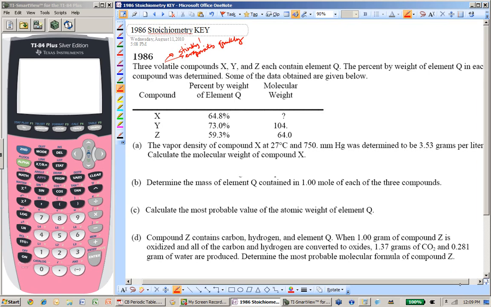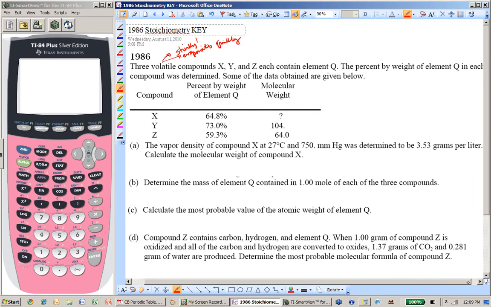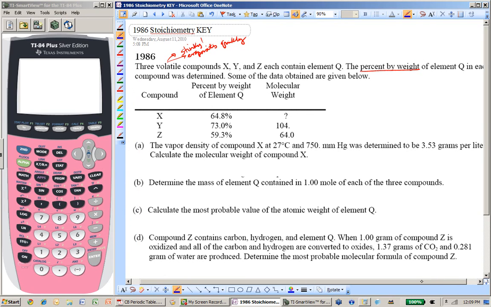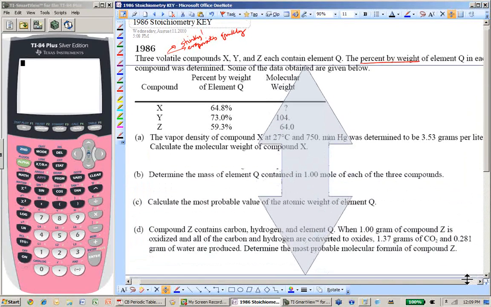So 3 volatile compounds, X, Y, and Z, each contain element Q. The percent by weight of element Q in each compound was determined, and some of the data obtained are given below. So they give me a piece of information about vapor density. It's the same as gas density.